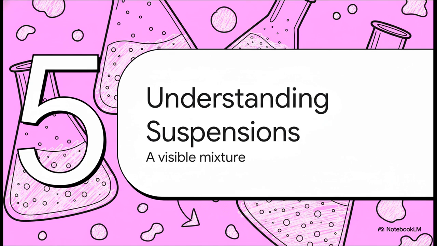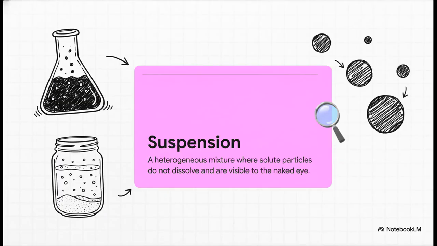Now this one is the easiest of all to recognize. There's no trickery involved here. Let's talk about suspensions. A suspension is a heterogeneous mixture where the particles are so big that they don't dissolve at all. They just float around in the liquid, or are suspended, and you can easily see them with your own eyes. Just think about muddy water, or if you try to mix sand in water. Those are perfect examples of suspensions.